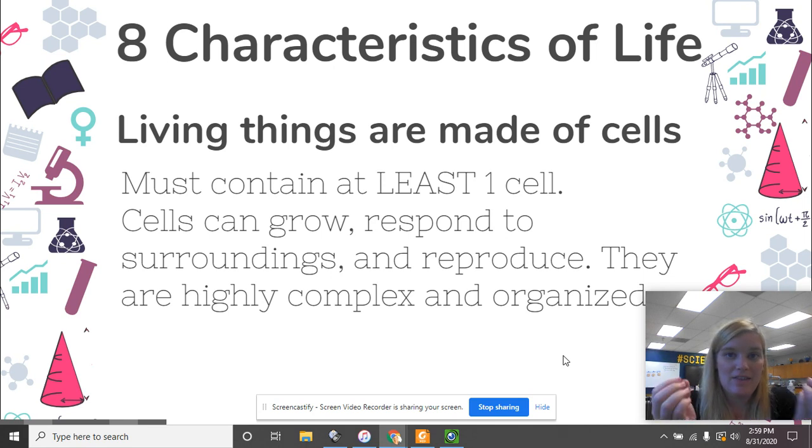So everything that is alive is made up of at least one cell. We do have single cell organisms, but then you and I are made up of trillions of cells that are reproducing and replacing themselves regularly. Cells are able to grow, they can respond to their surroundings and reproduce, and they're really complicated and really well organized, and that is why we're going to spend so much time on them. Every living thing is made up of cells. It's a huge one, and we're going to talk all about all these different aspects of it.